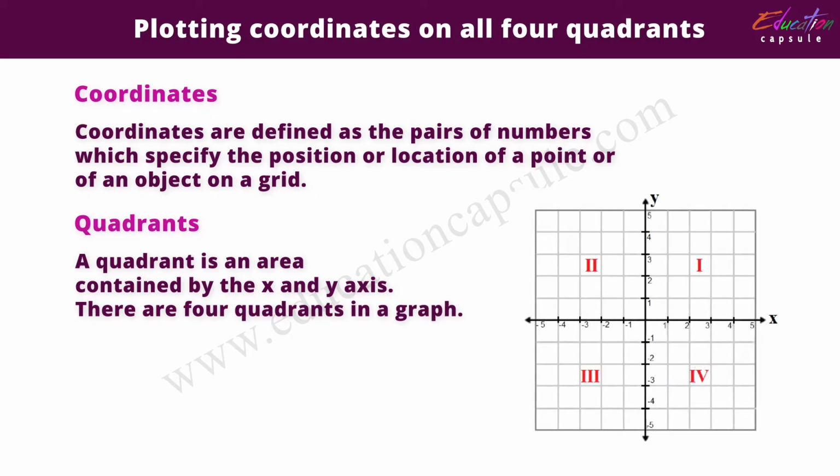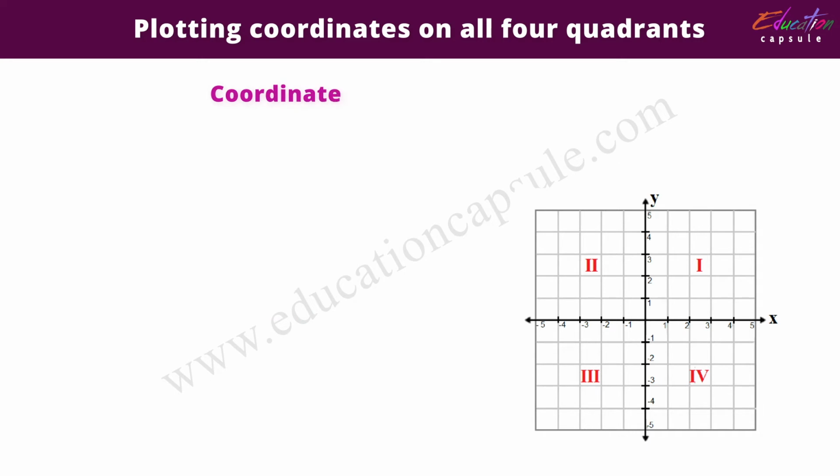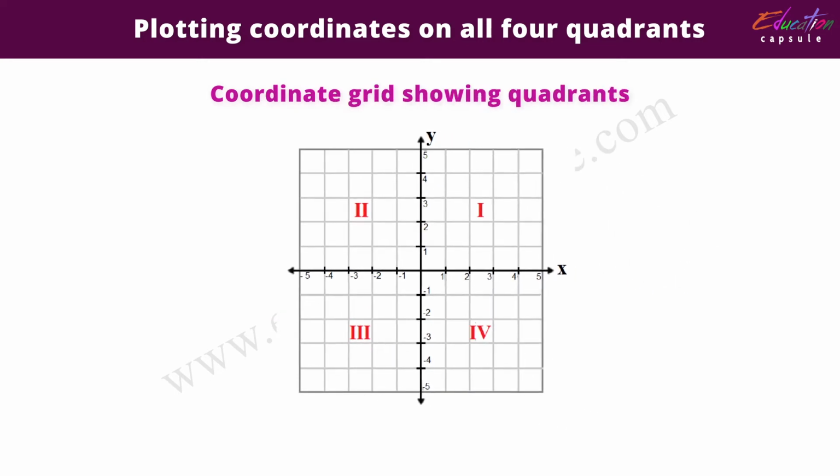What are the different axes? The first one, the main horizontal line, is the x-axis. The main vertical line is the y-axis. Coordinate grid showing quadrants.